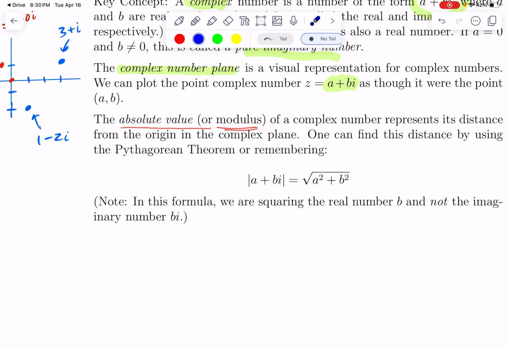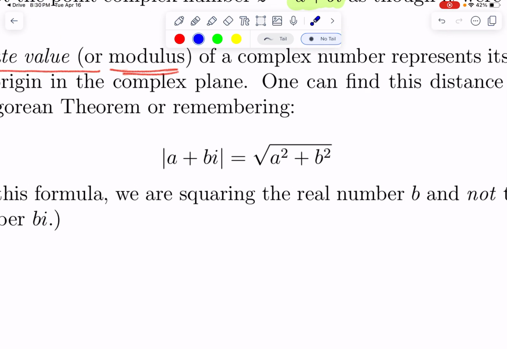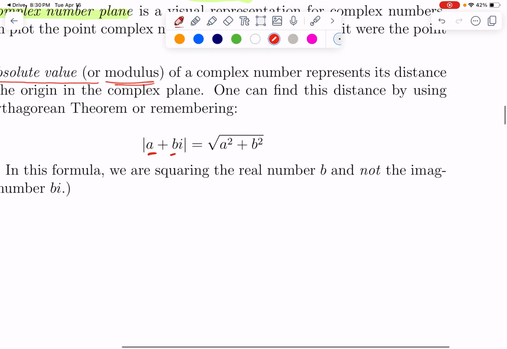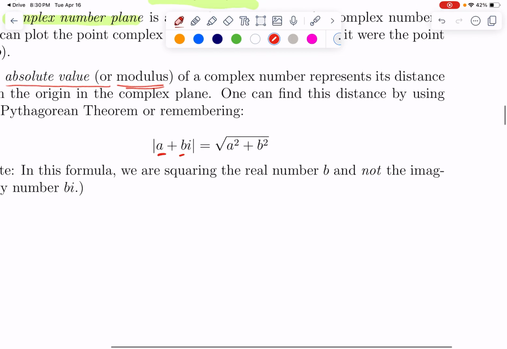And the formula is it's the square root of a squared plus b squared. And let's just notice a and b are the real parts. So don't square b times i, don't create any negatives, just a and b, the actual real numbers you see.